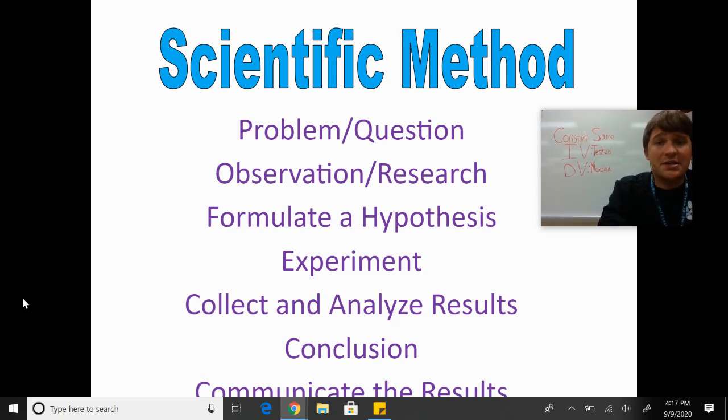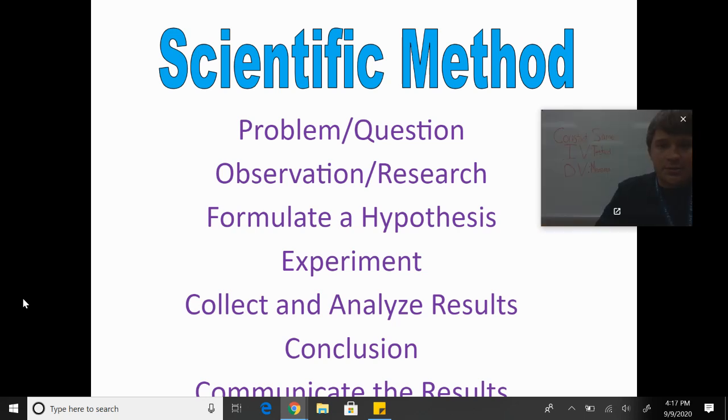Now this is fine and dandy. I like this model here. You can go on pretty much any website and type in what is the scientific method, and it's going to give you a slightly different approach to how the scientific method is done. There's not necessarily a right or wrong answer, but this is just the general format that we'll be using in biology class this year, with an exception.